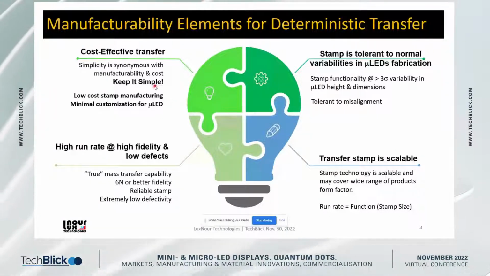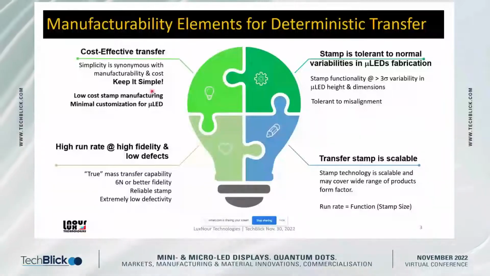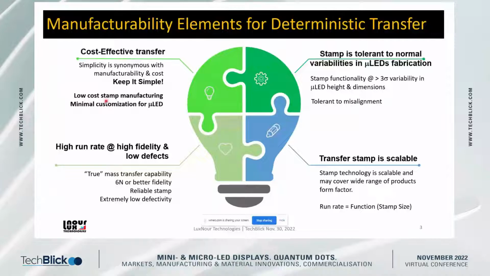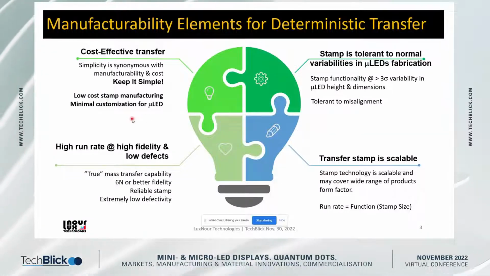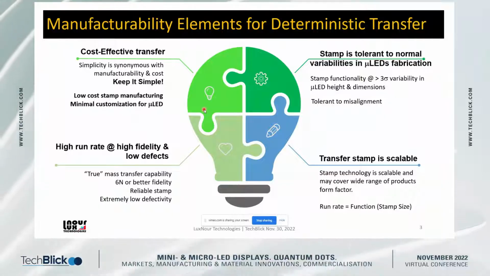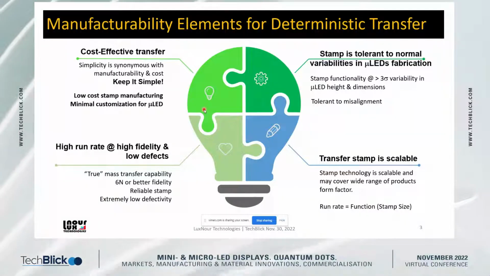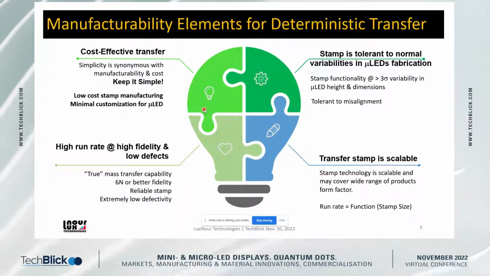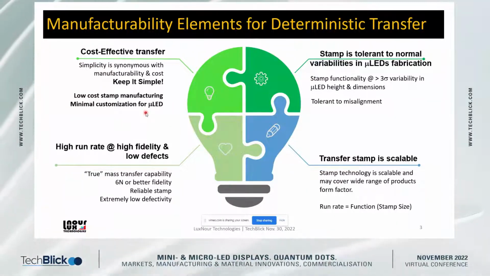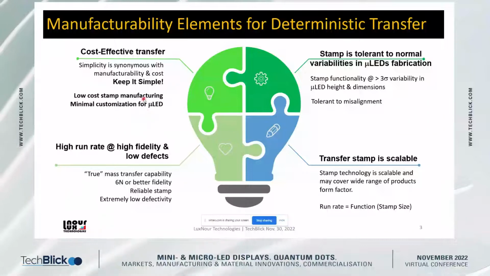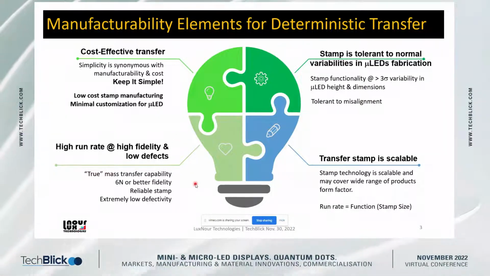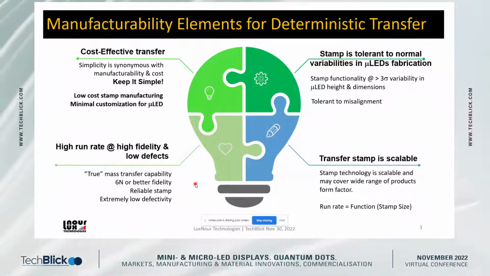We know that simple things are more manufacturable than more complex things. So what is the cost of the stamp? Does the use of this particular transfer technique require certain customization for the micro LEDs? And if you require more and more of the customization levels, then that also adds to your cost quite a bit. And also there is, of course, the throughput and the fidelity and the yield, of course.